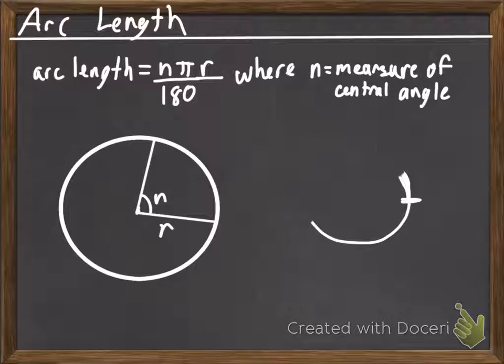So the formula for arc length is n times pi times r divided by 180. So n is the measure of the central angle and r is the radius. So we're going to take the central angle measure times pi times the radius length, and we're going to divide that by 180. That should actually say 180 degrees, since technically this is in degrees.